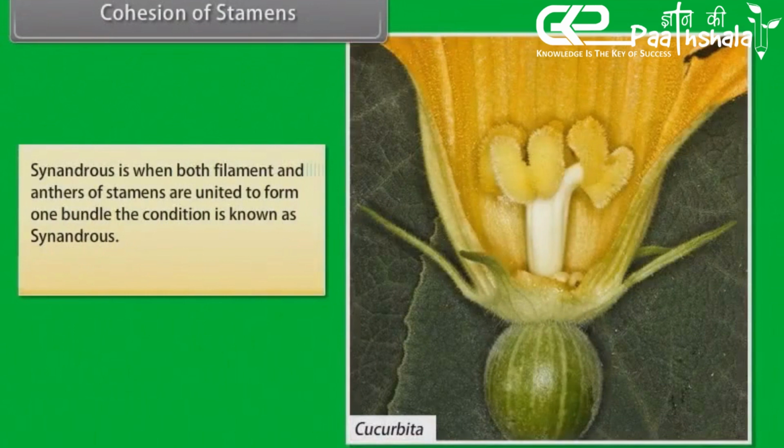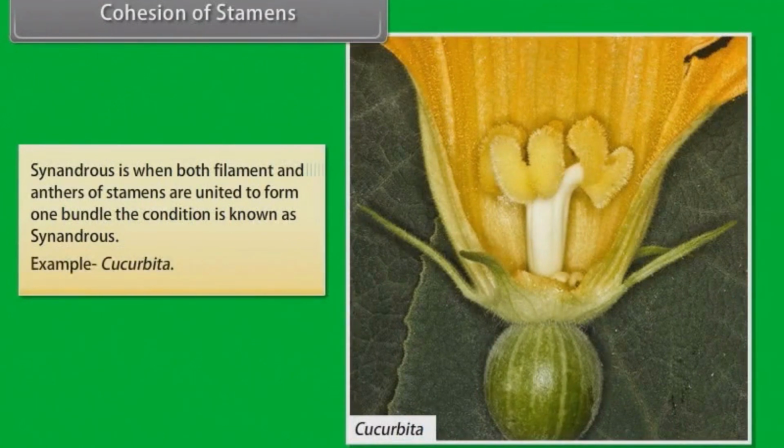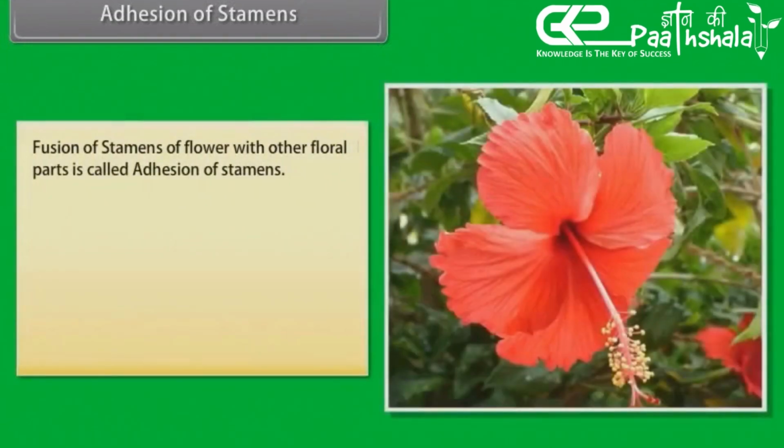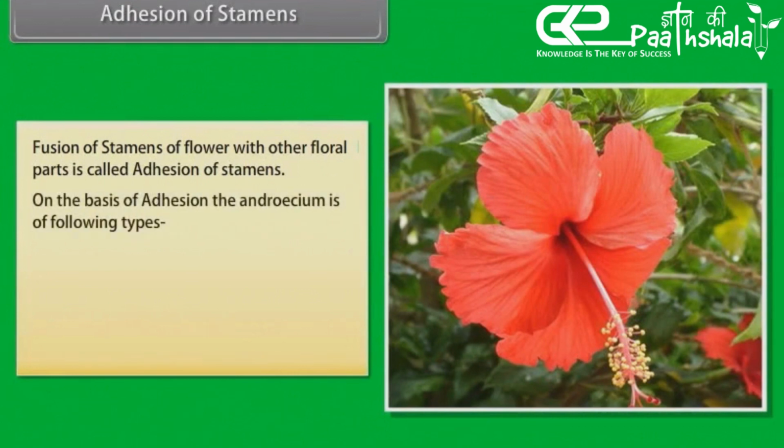Synandrous is when both filaments and anthers of stamens are united to form one bundle. This condition is known as synandrous. Example: Cucurbita. Adhesion of stamens. Fusion of stamens of a flower with other floral parts is called adhesion of stamens.